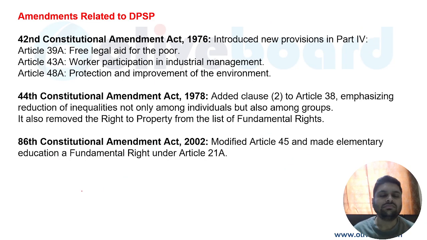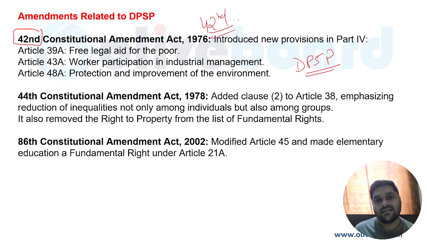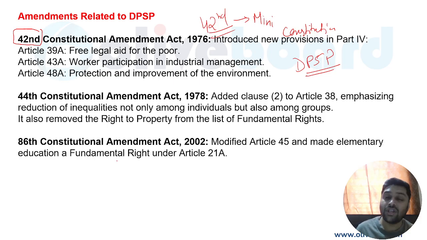Now, have our DPSPs ever been amended? Yes, there have been amendments to the DPSP from time to time. The biggest amendment in the Indian Constitution till now is the 42nd Amendment. It is such a big amendment that it is itself called a mini constitution. This amendment is so huge, it almost amended every part of the constitution. It introduced new provisions in Part 4. Now, what are those? 39A, 43A, and 48A. All the A's came from the 42nd.